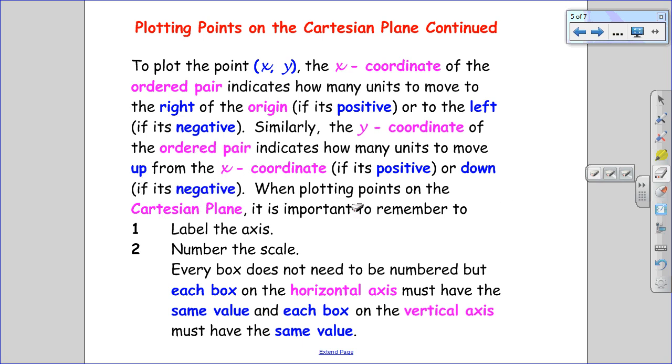Some important things to remember when you're plotting points in the Cartesian plane is it's important to remember to label the axes and number the scale. Every box on the scale doesn't need to be numbered, but it does have to have exactly the same value for every box on the horizontal axis and every box on the vertical axis.